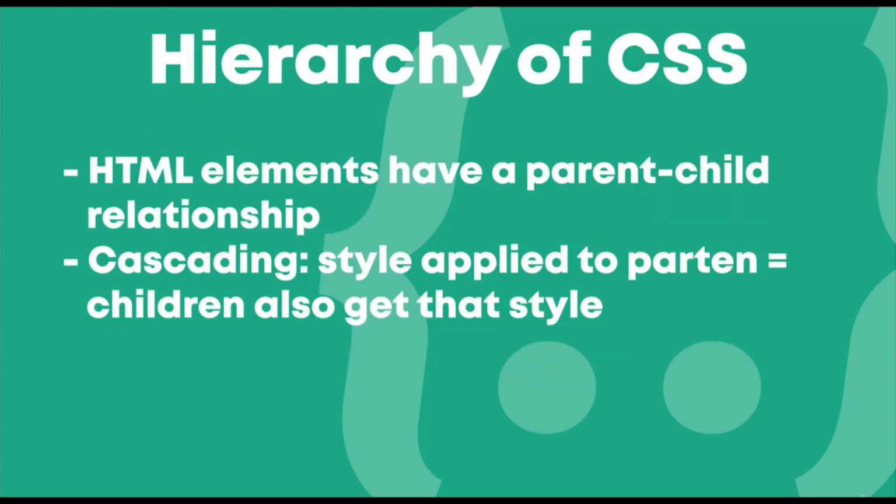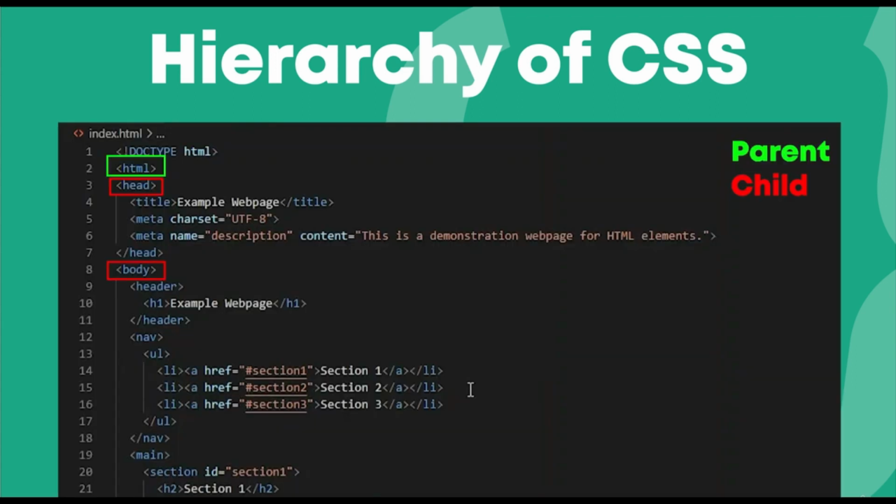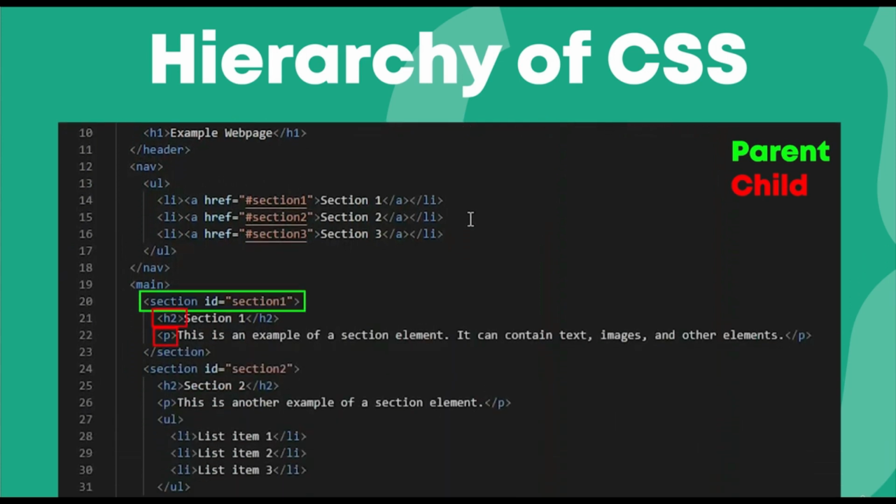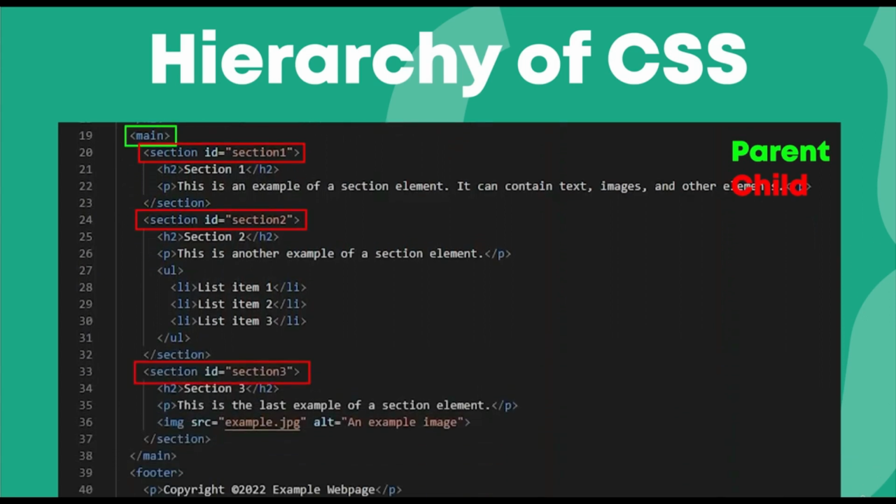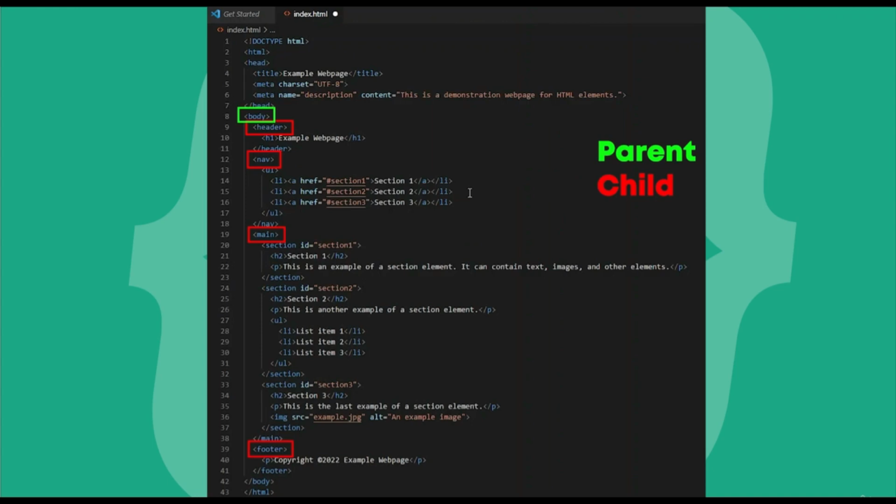Next, just like HTML code works hierarchically, so does CSS code. Another way to describe this idea of the hierarchy is that there are parent-child relationships. The head and the body in the HTML are children to the HTML root node, and in this example, the H2 title and the paragraph are children to the section tag, and the section tags are children to the main tag, and in turn the main tag, the header, the navigation, and the footer are children to the body tag.